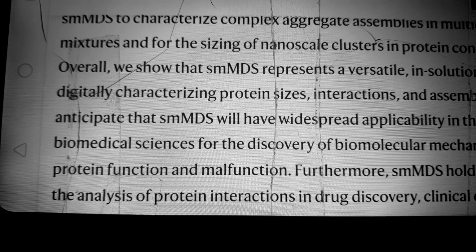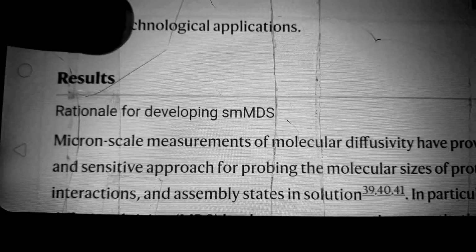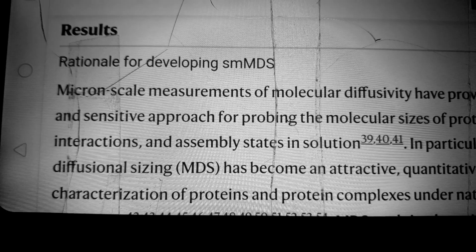Overall, it's shown that SMMDs represents a versatile in-solution approach for digitally characterizing protein sizes, interactions, and assembly states. It is anticipated that SMMDs will have widespread applicability in the biological and biomedical sciences for the discovery of biomolecular mechanisms underpinning protein function and malfunction. Furthermore, SMMDs holds great potential for the analysis of protein interactions in drug discovery, clinical diagnostics, and nanobiotechnological applications.